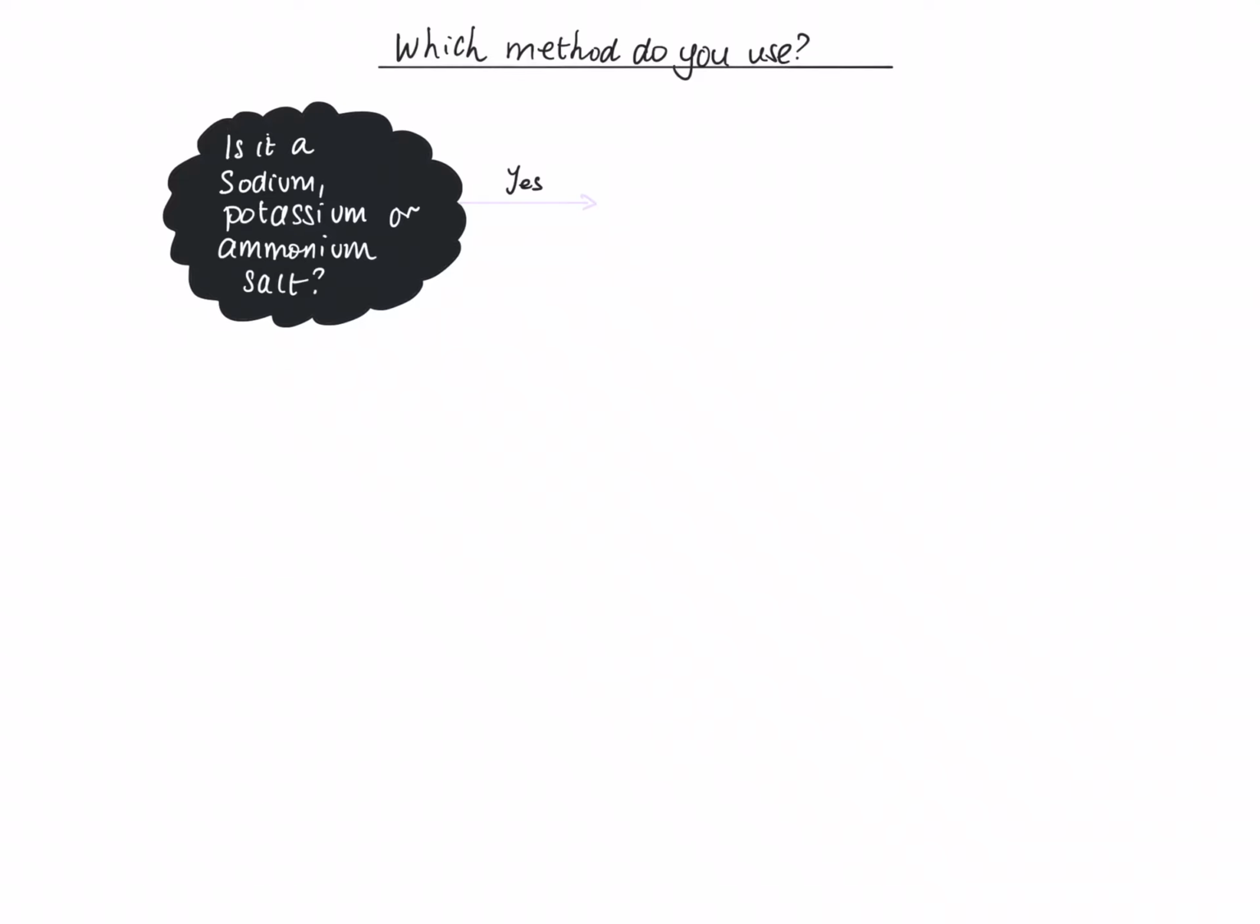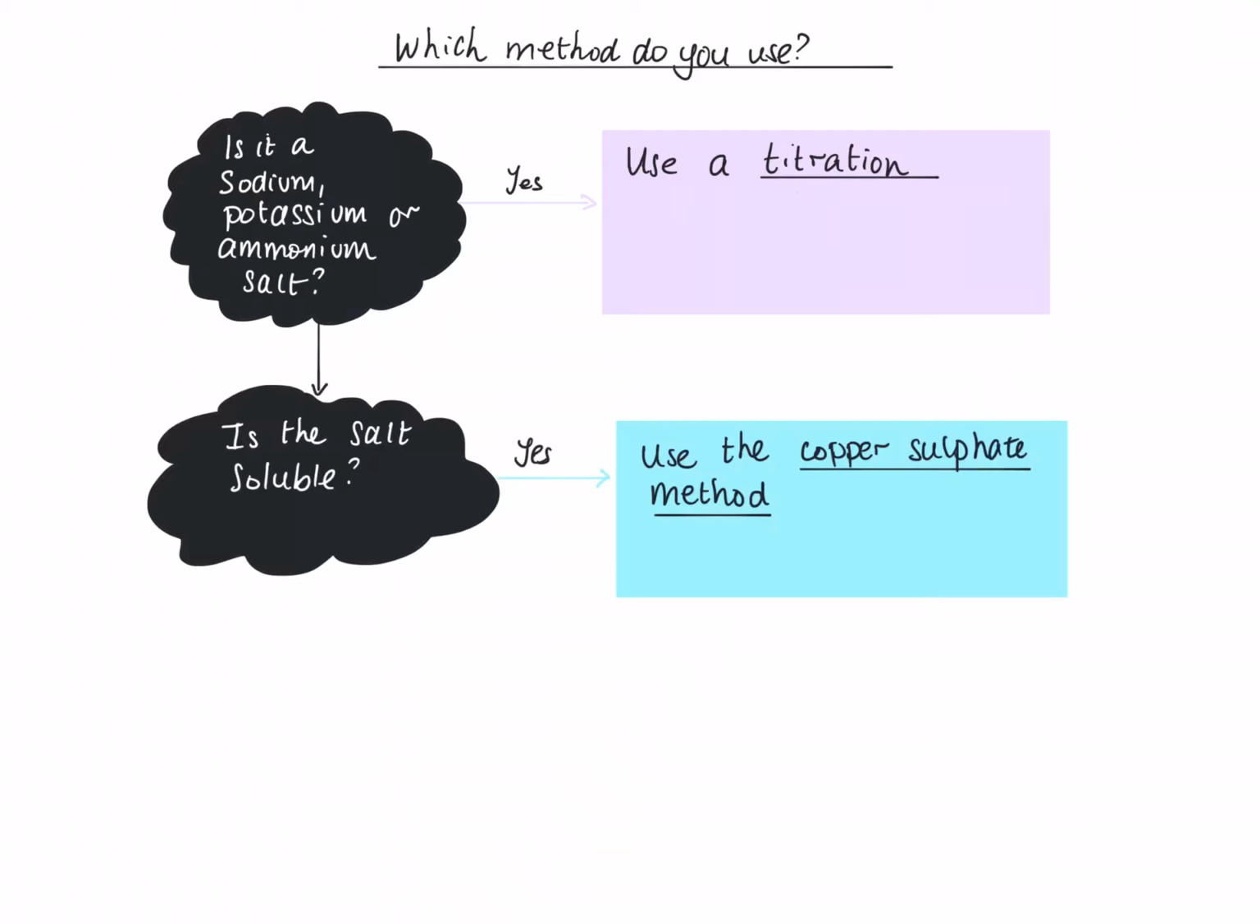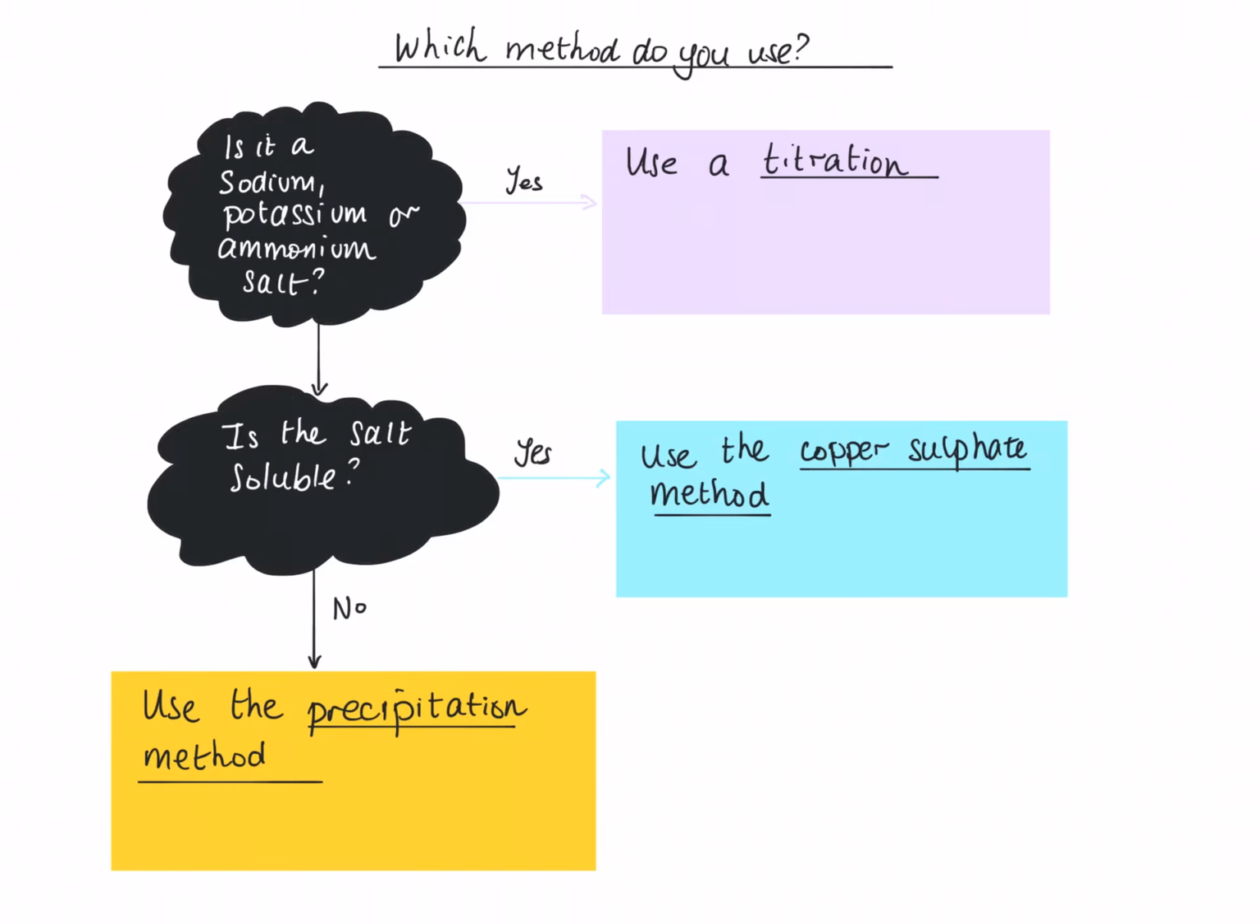So the flow chart to help you work out which method to use is, think, is it a sodium, a potassium, or an ammonium salt? If it is, then you have to use something called a titration. I'll explain what that means in a couple of slides' time. Is the salt soluble? If it is soluble, and if it isn't a sodium, potassium, or ammonium salt, you have to use the copper sulfate method. And last but not least, if the salt is insoluble, then you have to use the precipitation method.